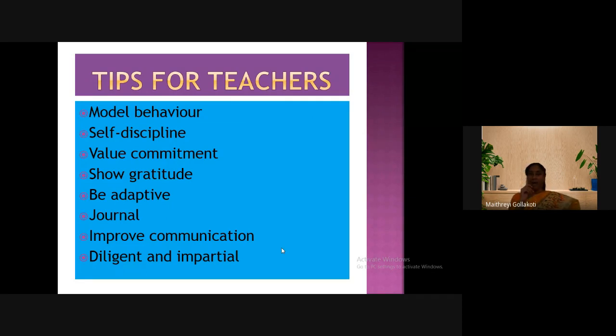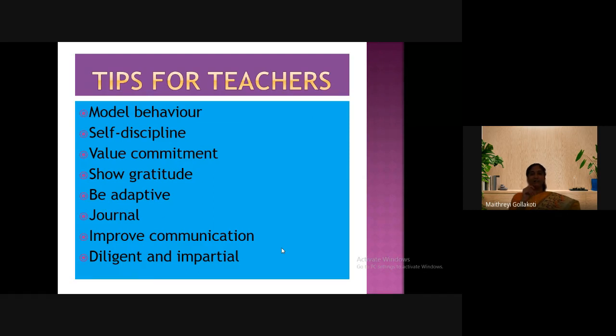Next is value commitment. You should have value for the commitment you have made. The commitment that we have made is I am a teacher, I am going to teach these students. That is my commitment, isn't it? So I should respect my commitment towards my job. That is very, very important for me. Because if I don't commit myself to what I am doing, I cannot expect commitment from my students.